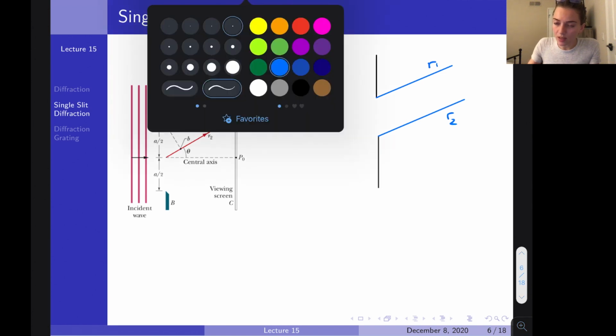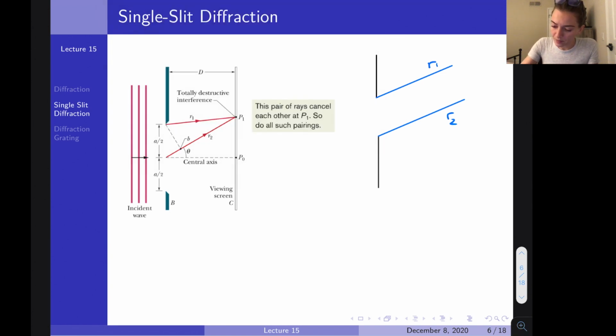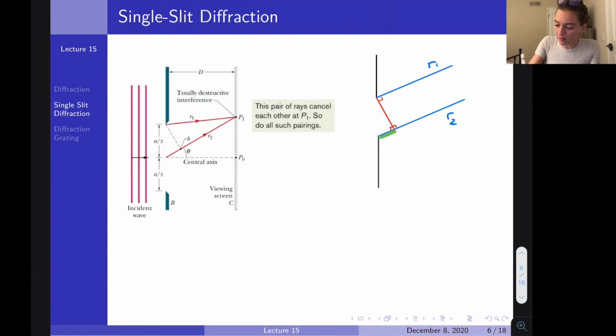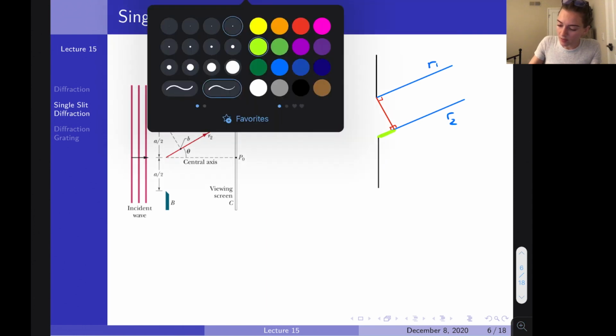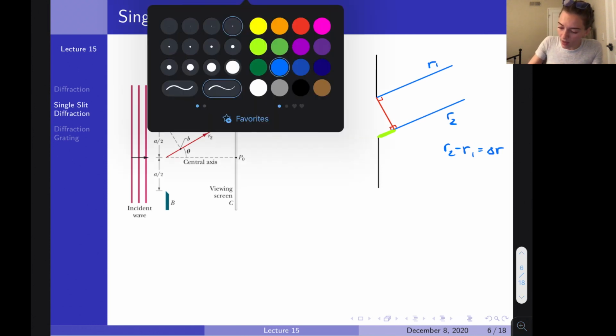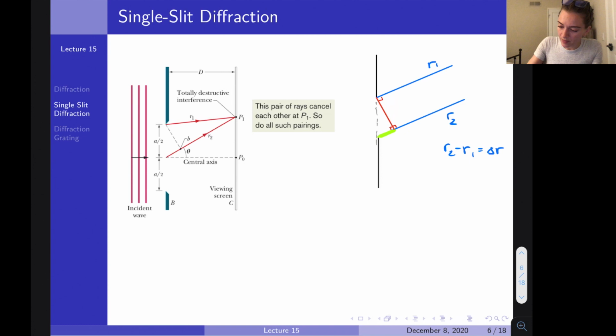And then what we're going to do is very similar to what we did in chapter 35. We're going to find the path length difference by drawing a line like this, perpendicular to both rays here. And we want to find this path length difference between R1 and R2. That should be R2 minus R1, which is delta R. So that's going to be the delta R that we're looking for. And then we have a little triangle here.